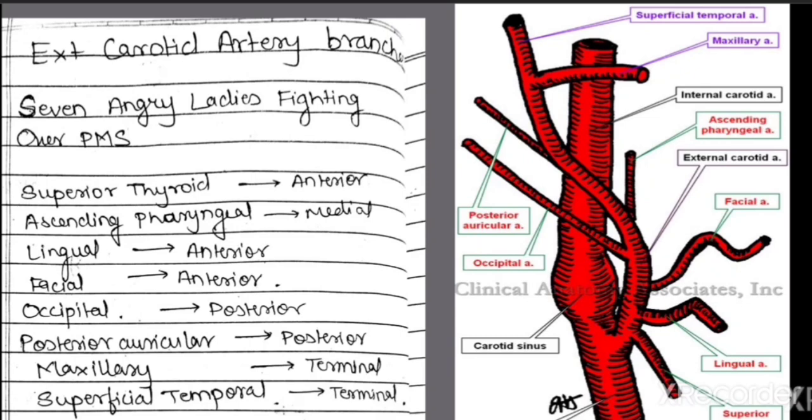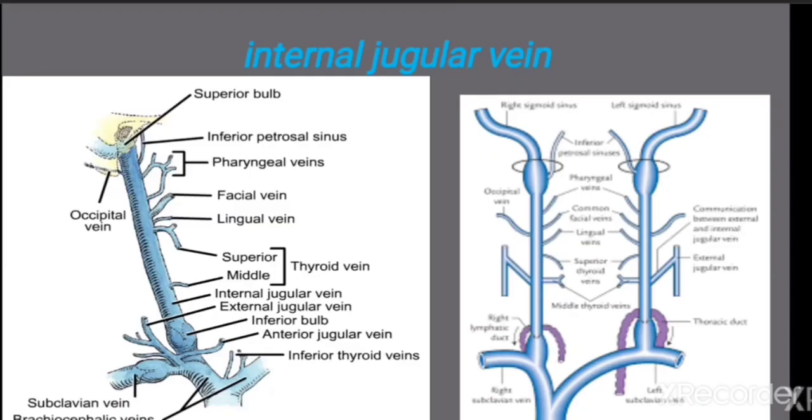And this is the mnemonic for the branches of the external carotid artery: 7 angry ladies fighting over PMS. So 7 for superior thyroid artery, A for ascending pharyngeal, L for lingual, then fighting, F for facial, and over means O for occipital artery, then PMS, P for posterior auricular, then M for maxillary, and S for superficial temporal branch. So these are the 8 branches of the external carotid artery.